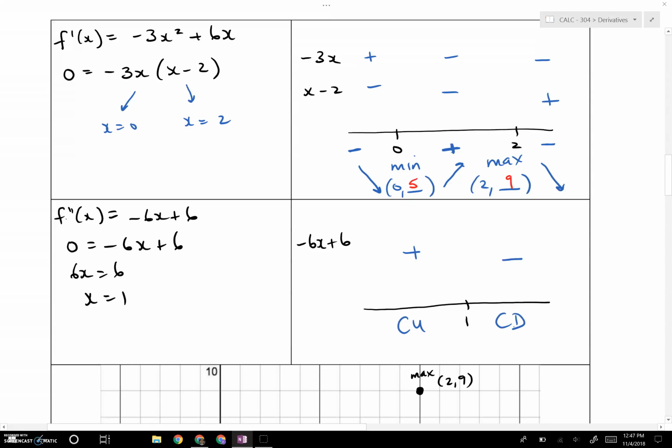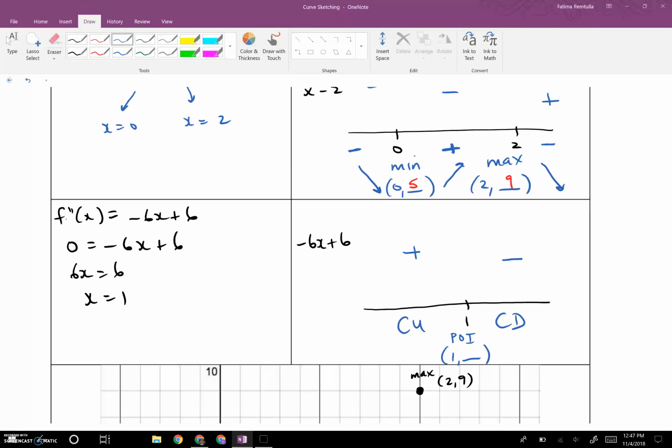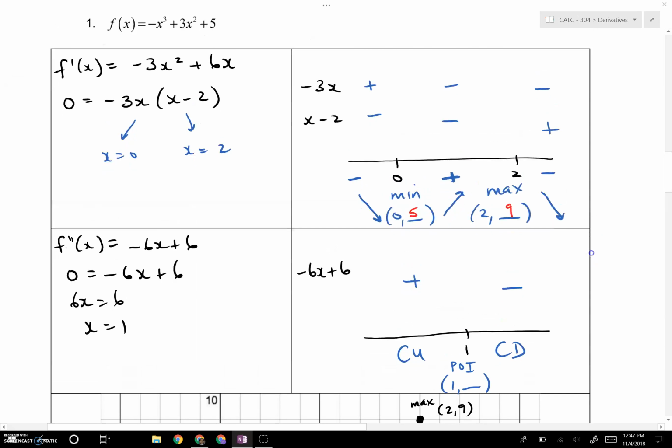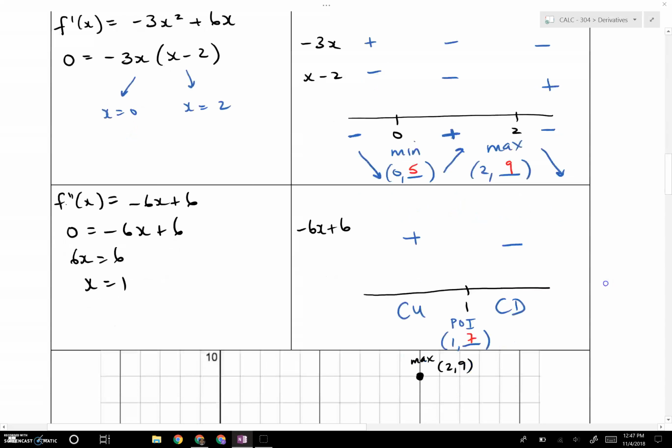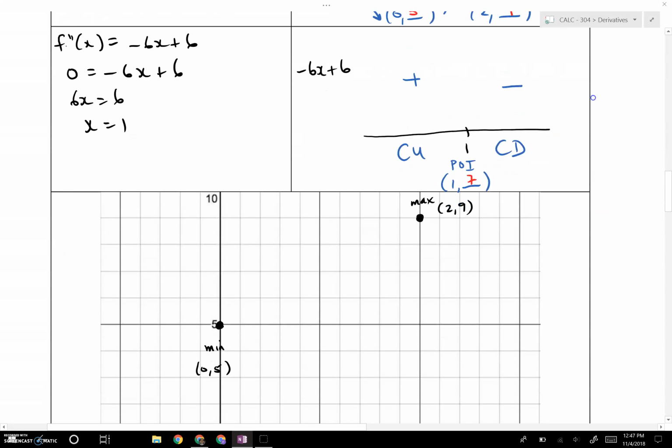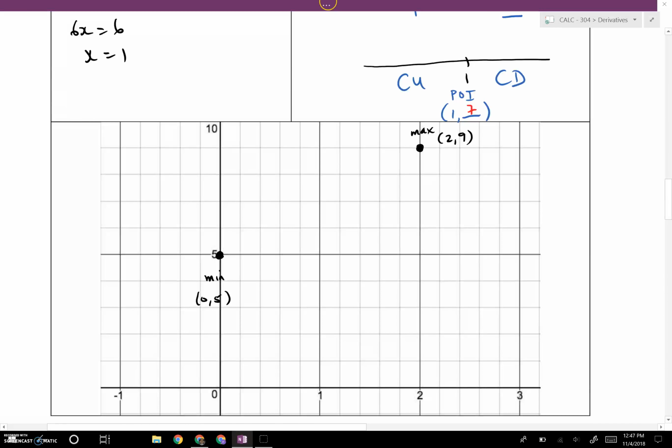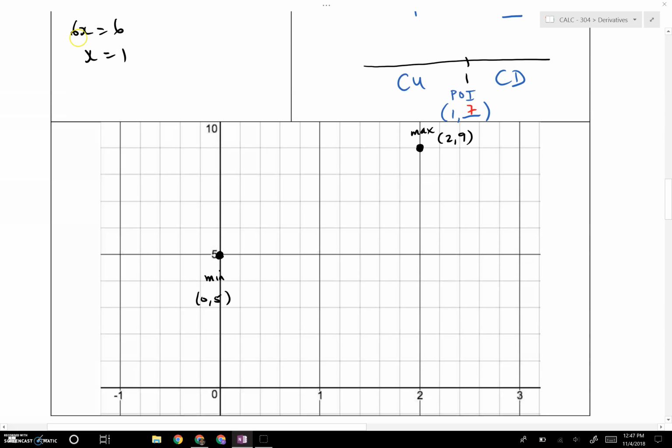And then concave down. And there is a point of inflection here at 1, something. Again, in order to find the something, I take the 1 and substitute it into the original and get out 7. So (1, 7) is my point of inflection. So (1, 5, 6, 7) here.